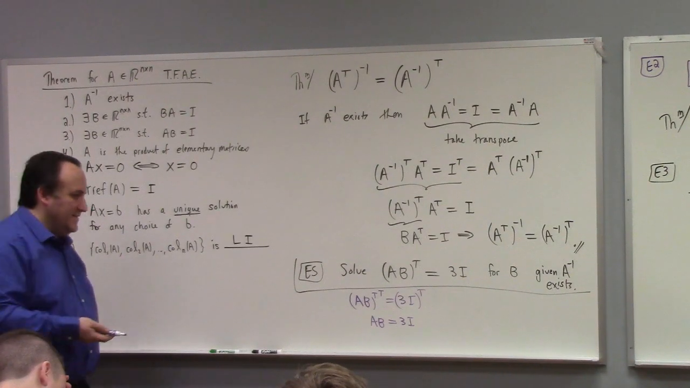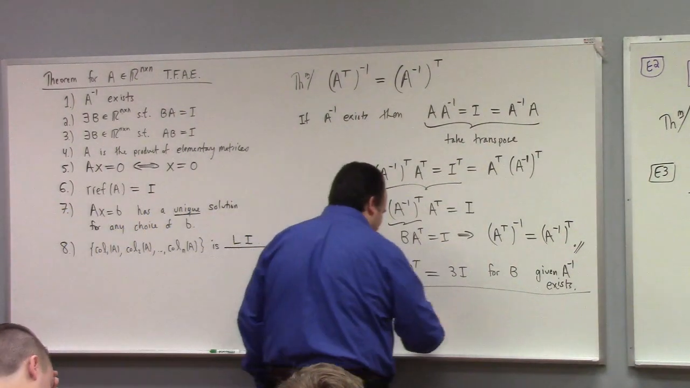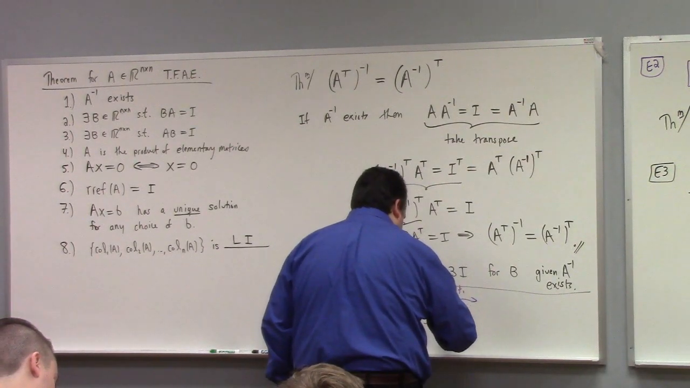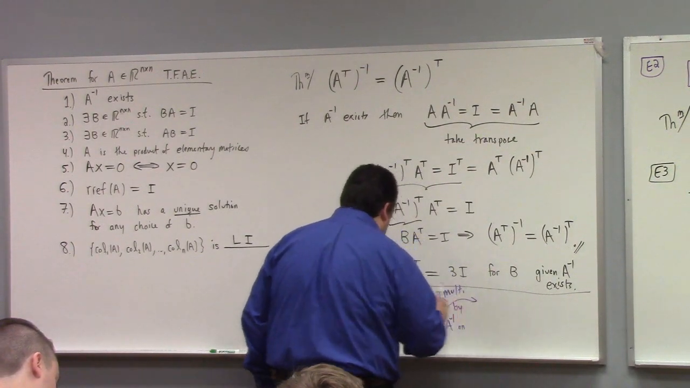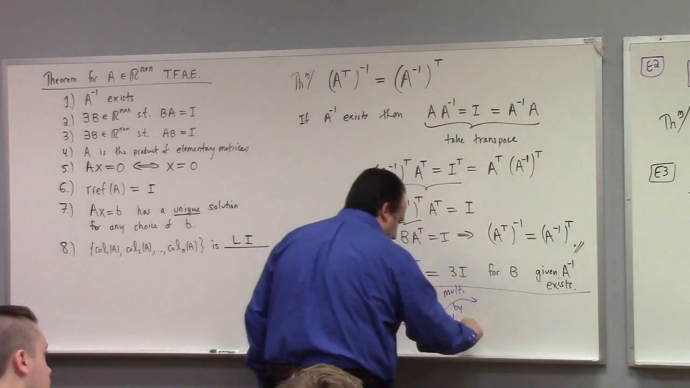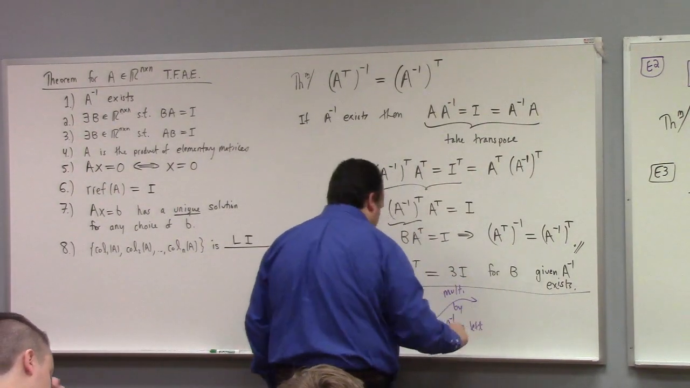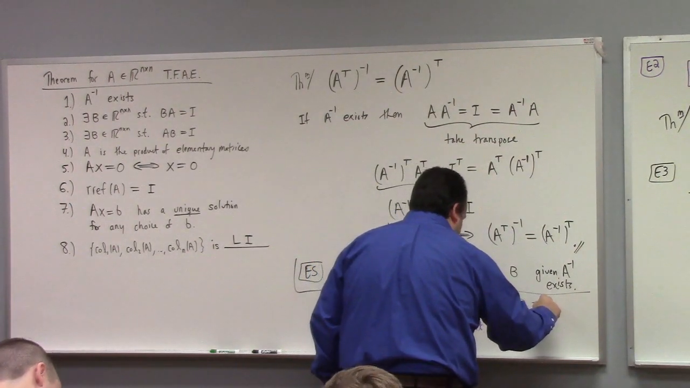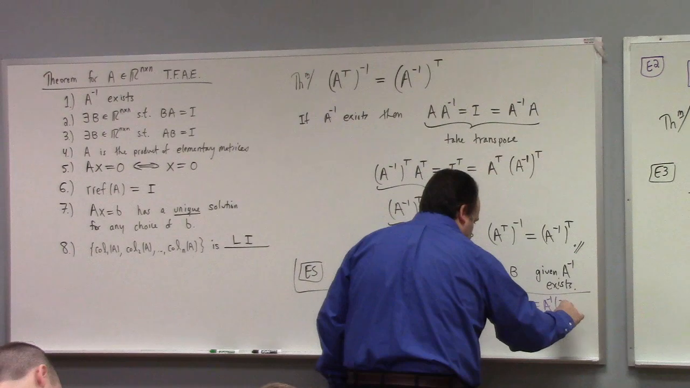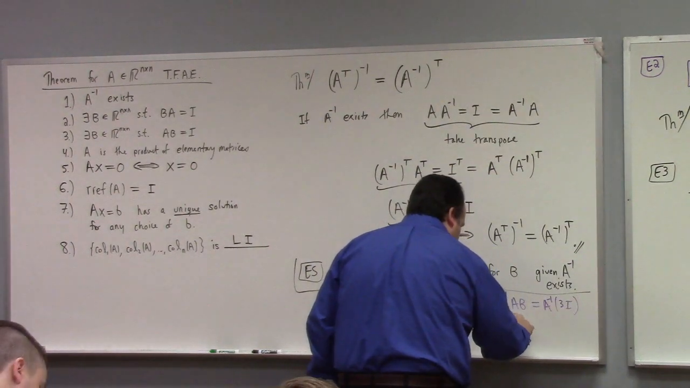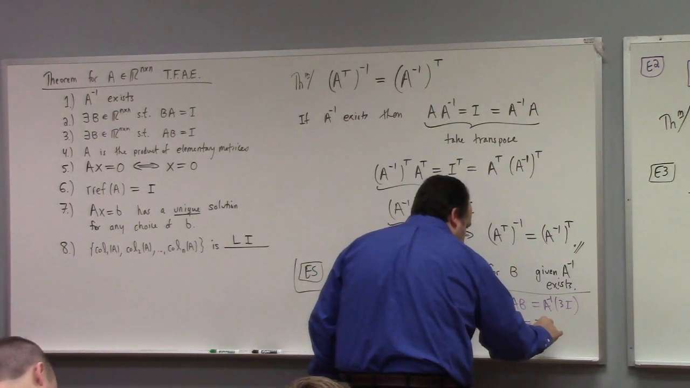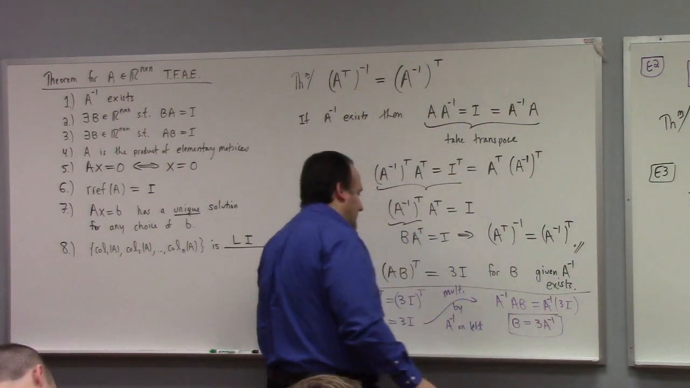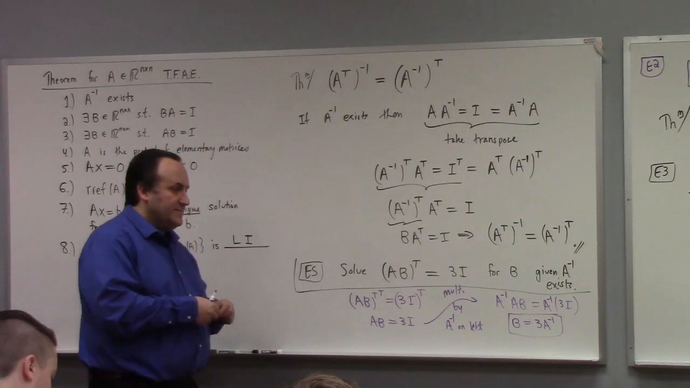Multiply by A inverse. Yeah, just multiply by A inverse on what side, right? On the left, right? So that gives me A inverse AB is equal to A inverse times 3I, which simplifies to give me B is equal to 3 times A inverse. There you go. The solution to this is B is equal to 3A inverse.